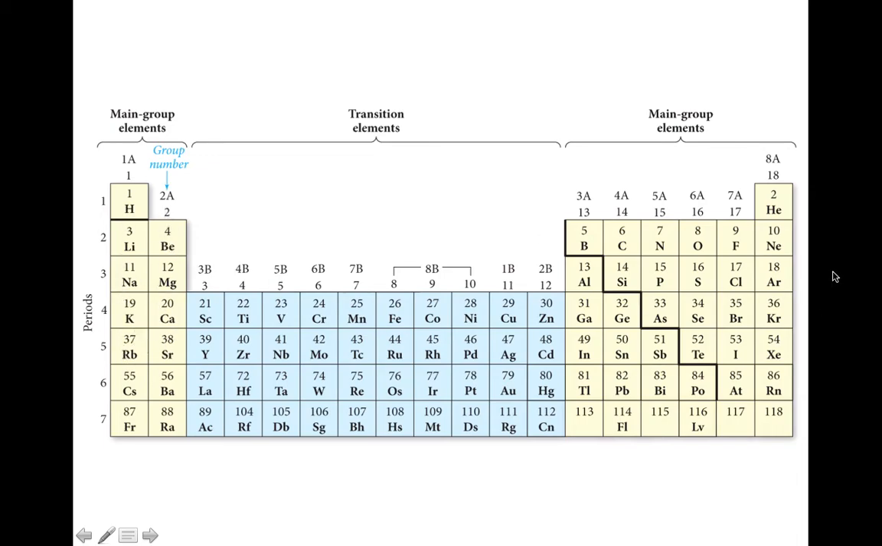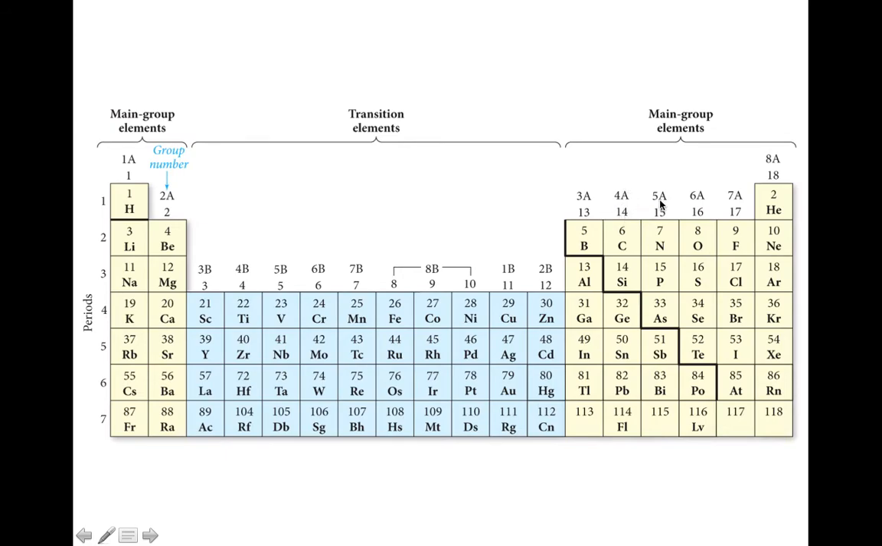So the main group elements are very predictable, relative to the ones that are not main group elements. You've got main group elements over here, main group elements over here. The group number, as you can see, is 2A, or 2. The group over here is 1, or 1A. The group over here is 3A, or 13.